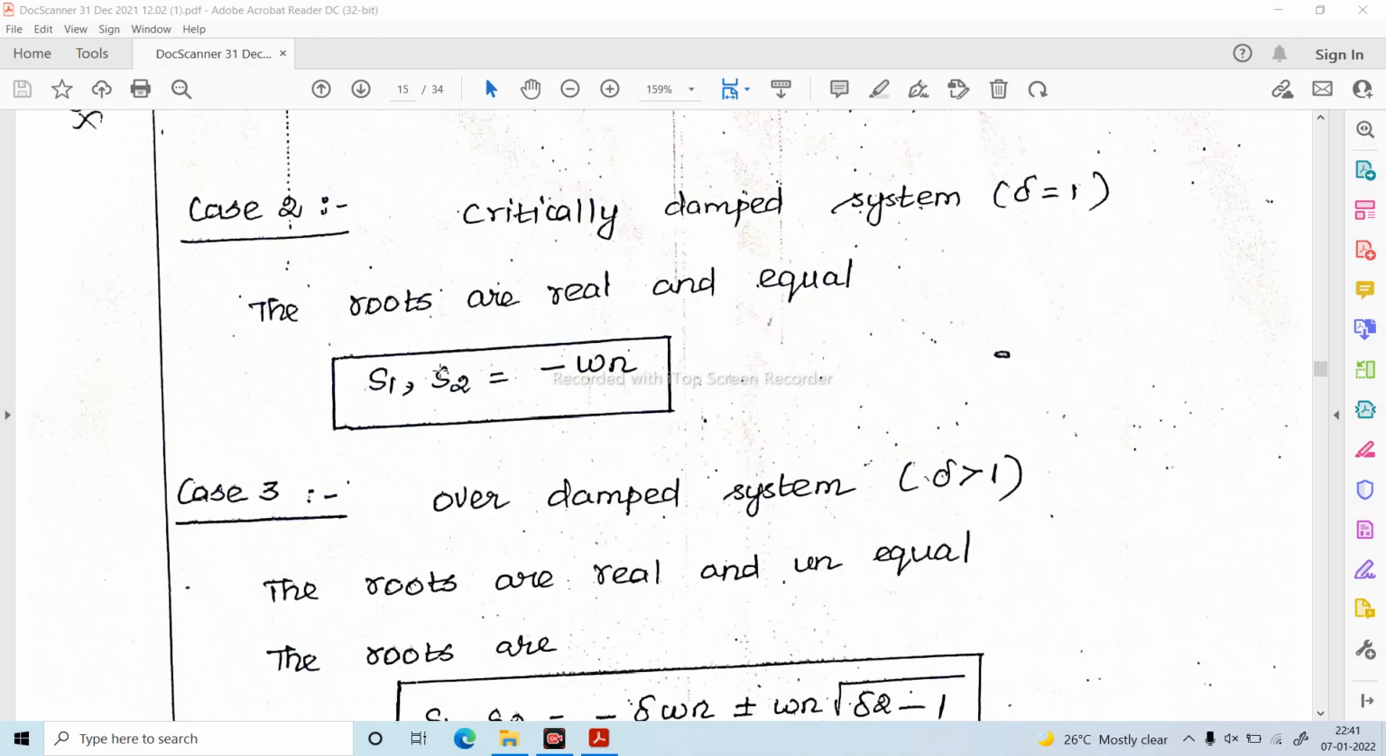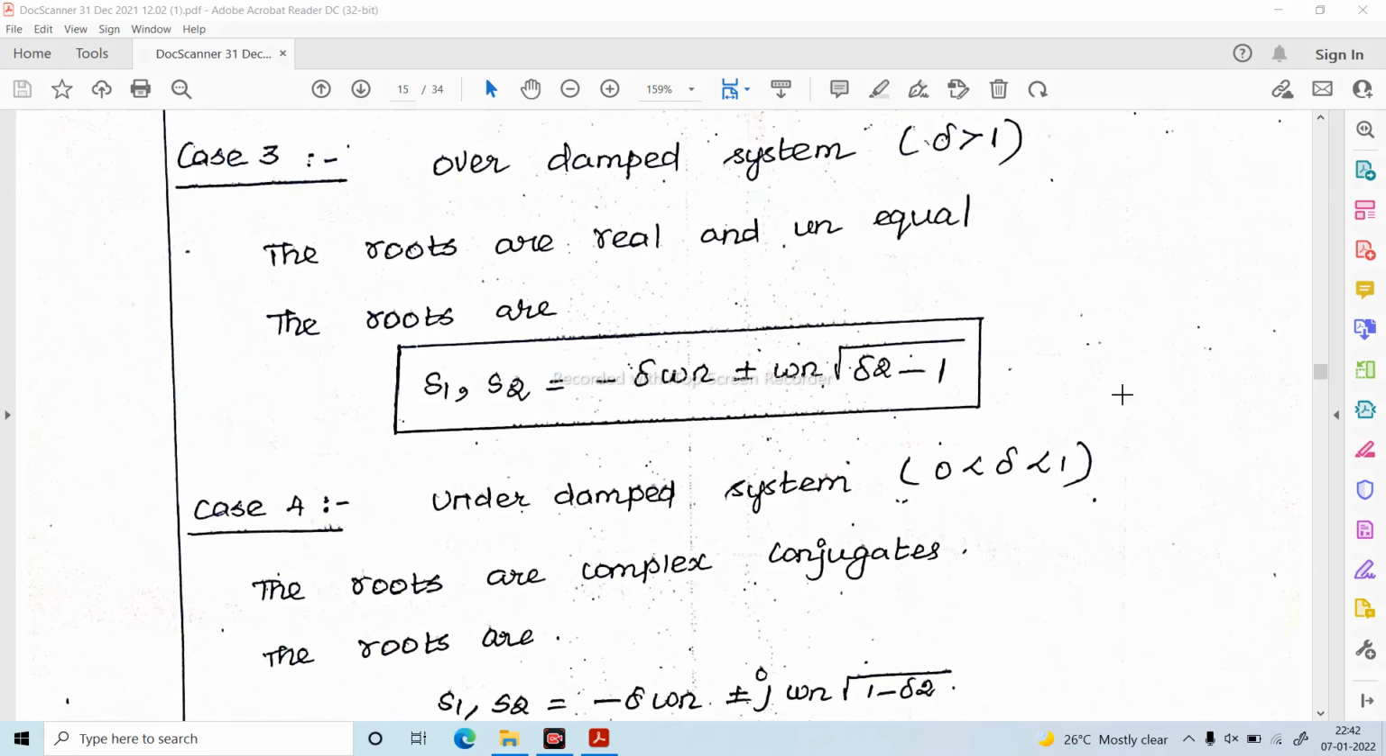Next I am going to explain the second case, that is a critically damped system. For the critically damped system, put delta equal to 1. So what is our equation? s1, s2 is equal to minus delta omega n plus or minus j omega n square root of 1 minus delta square. Here I have to put the value delta equal to 1. So this term vanishes and we get the answer s1, s2 equal to minus omega n.